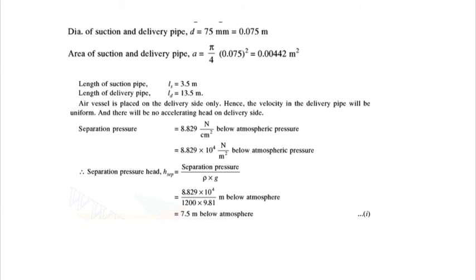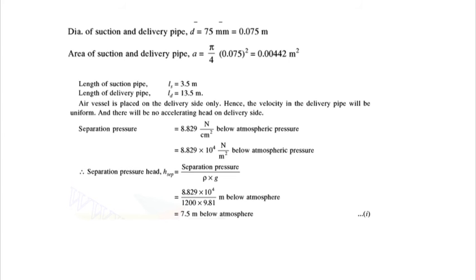It is given in the question that the air vessel is placed only on the delivery side. Hence, the velocity in the delivery pipe will be uniform. It is explained in the last video that the air vessel is used to maintain the uniformity of the velocity in the suction and delivery pipe. So, as it is given in this question that the air vessel is placed only on the delivery side, the velocity on the delivery side will be uniform and there will be no accelerating head on the delivery side.